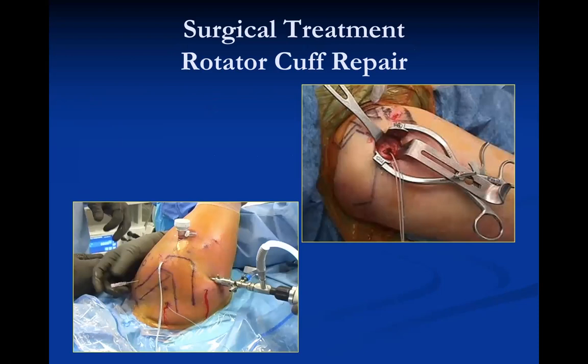Surgical treatment, the image on the left shows an arthroscopic surgery with a camera in the shoulder, tools in the operating room, and the image on the right shows a mini open rotator cuff repair. This will show you the anchor that's been placed in the anatomic attachment site of the rotator cuff of the supraspinatus, and the sutures that are attached to that anchor. These sutures eventually will be passed through the rotator cuff in order to secure it back to its normal location.